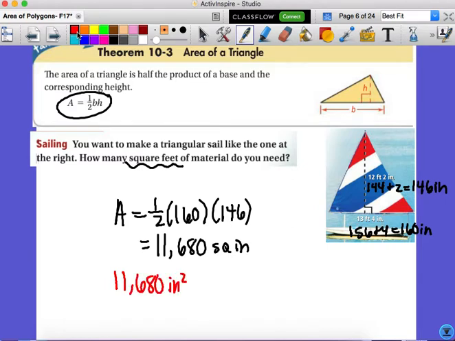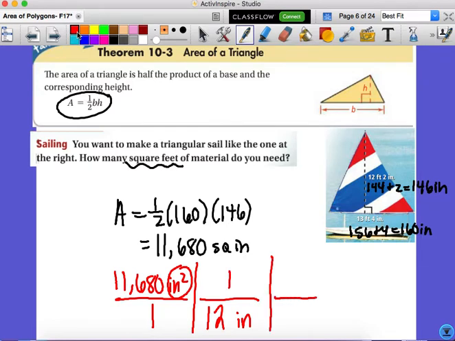So 11,680 inches squared. I can write any number over 1. And I'm going to convert that into feet. Now I know that there are 12 inches in a foot. So I'm going to put inches in my denominator so that one of these inches squared will cancel out. Since I have 2 of them, I'm going to need to do this again so that I now have inches squared in the bottom and inches squared in the top so that they cancel out, and I'm left with my answer in feet squared.